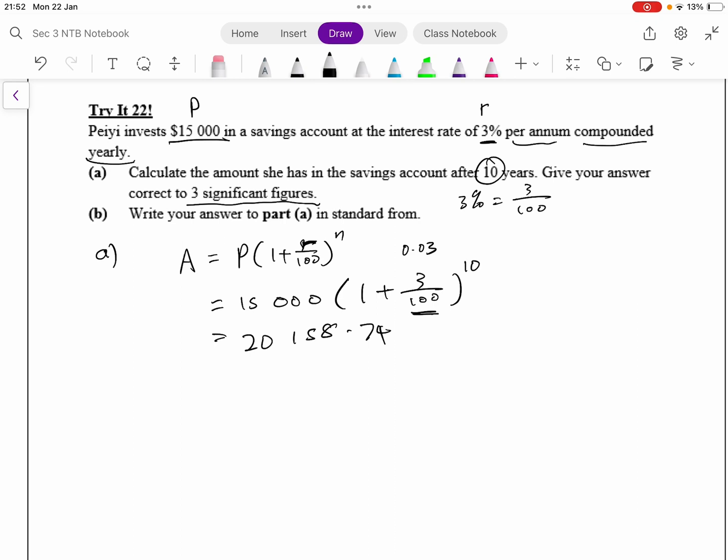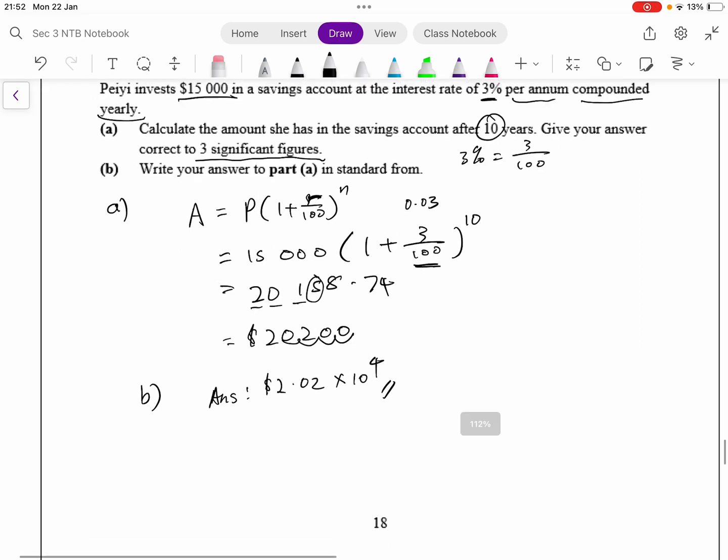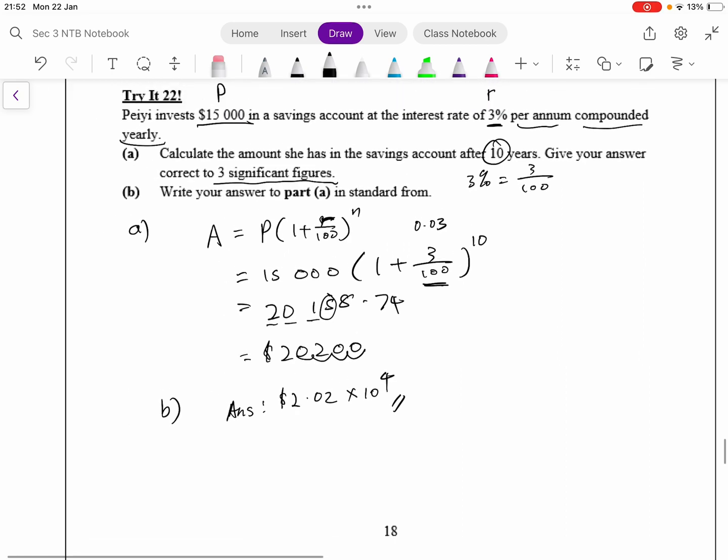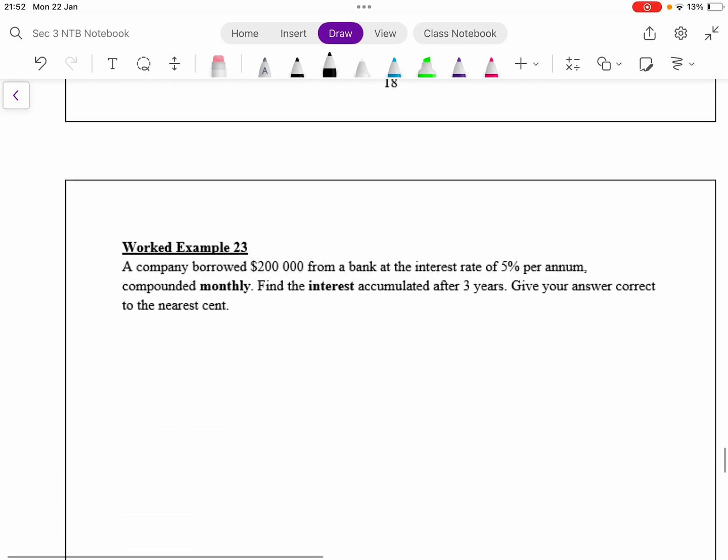Now they ask you to go for 3 significant figures. So 1, 2, 3. Look at this number, round up or down. 20,200. Then part B, write it in standard form. Your answer will be 2.02 times 10 to the power of 4. Hope this helps. Okay, moving on.